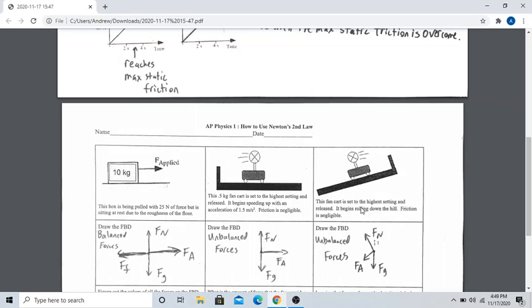Then the third and final question. This fan cart is set to the highest setting and let go. What I've done is taken the fan cart and put it on an incline. The fan is set so that it's going to push the cart down the hill. I want to draw the FBD for this one as well. Again, we look at what is told to us in the problem. Friction is negligible, so there's no friction. Gravity's pulling on it and it pulls straight down. Doesn't matter if it's on a hill or on a flat surface. Gravity's always going to pull straight down.